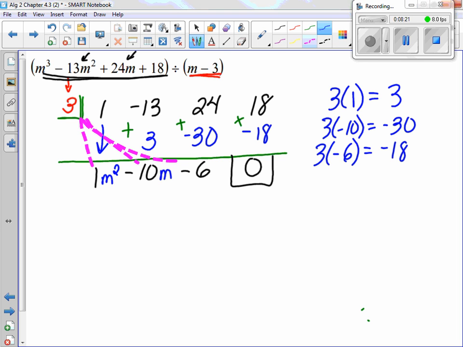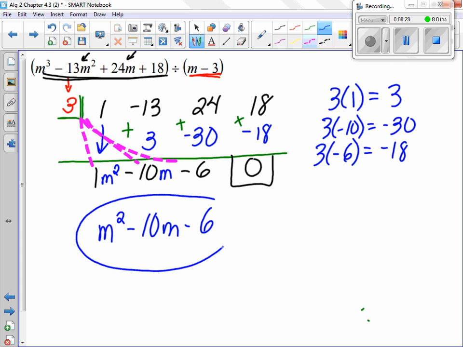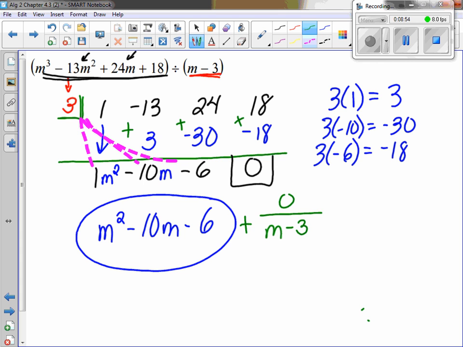So that's our answer. Our answer is m squared minus... well, the 0 is the remainder. So do we have a remainder for this here? No. If we had a remainder just like yesterday, we would have included it with plus, so this would be 0 over m minus 3. But 0 over anything is 0. We don't have to have it. Questions on this here?